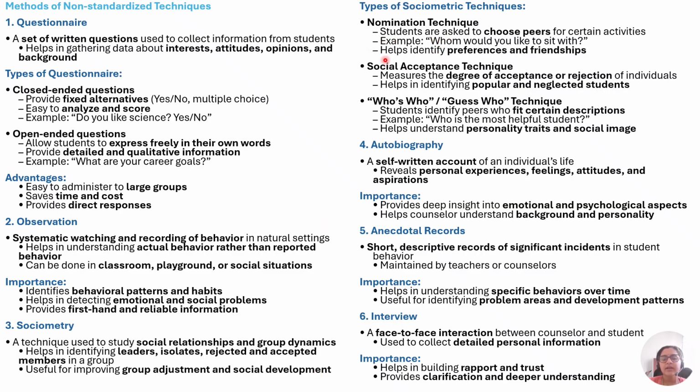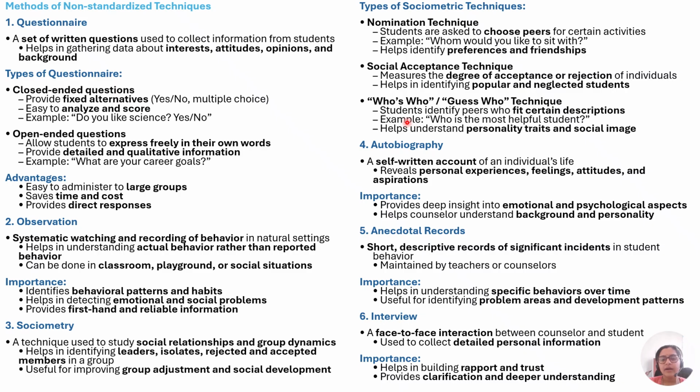Nomination technique. In this nomination technique, students are asked to choose their peers for a certain activity, like students are given the choice to choose their friends. Then social acceptance technique. It measures the degree of acceptance or rejection of individuals. It helps in identifying popular and neglected students. Then who's who and guess who technique.